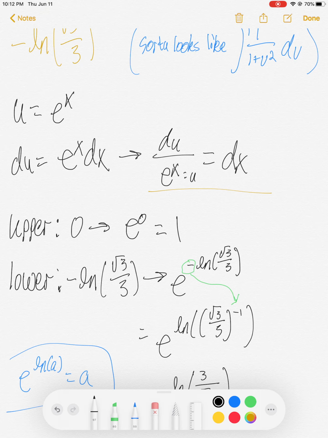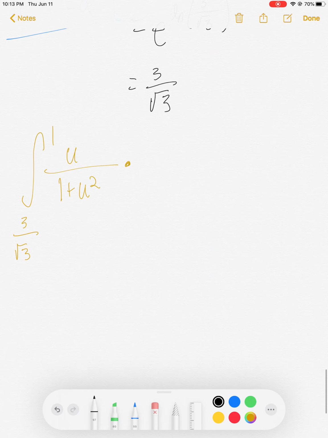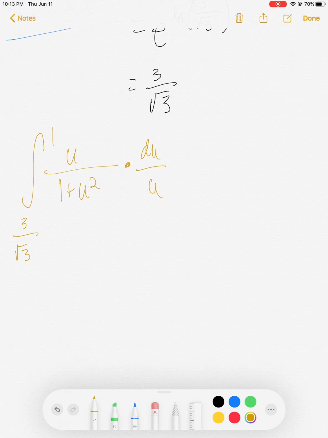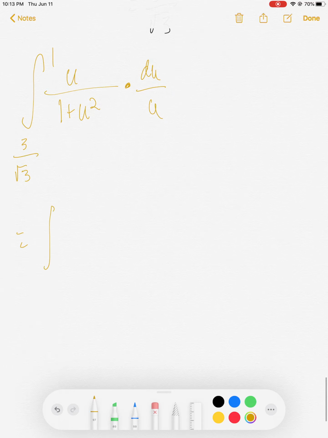Okay, and now I need to substitute for dx. Well, dx is equal to du over e to the x. So I'm going to multiply this. Oh, and I should actually further rewrite this as du over u. Okay, so dx equals du over e to the x, but e to the x is just u, right? So this really is just du over u equals dx. So then I'm going to make that substitution, times du over u.